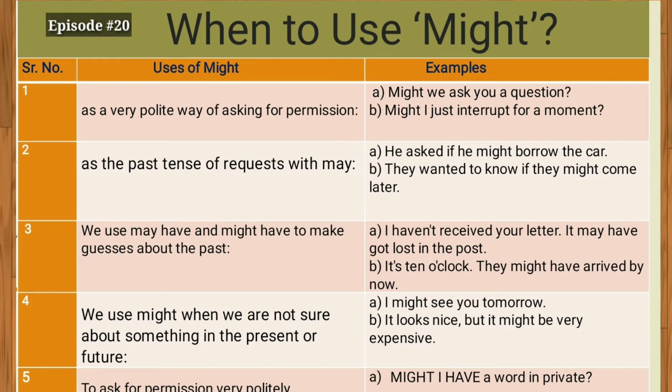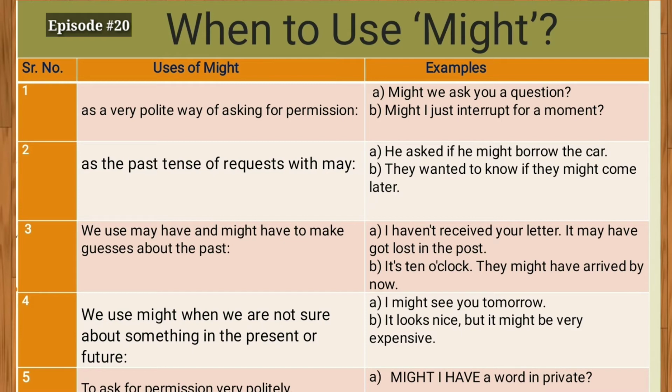Next, we use may have and might have to make guesses about the past. For example, I haven't received your letter. It may have got lost in the post. Another example is, it's 10 o'clock, they might have arrived by now. So we can use both may have and might have in this situation, to make guesses about the past.